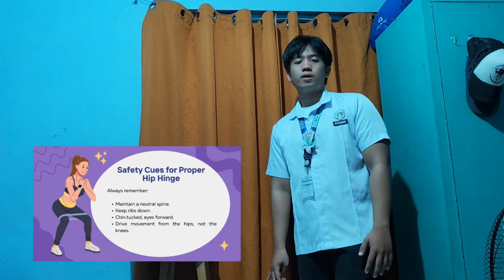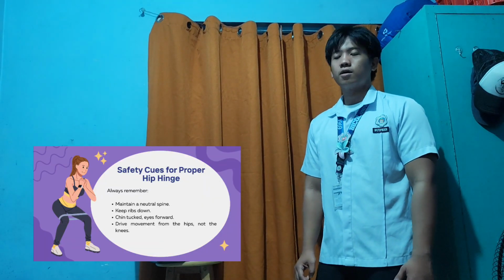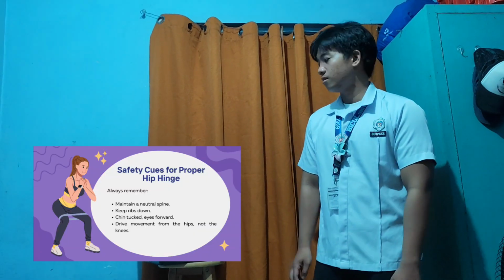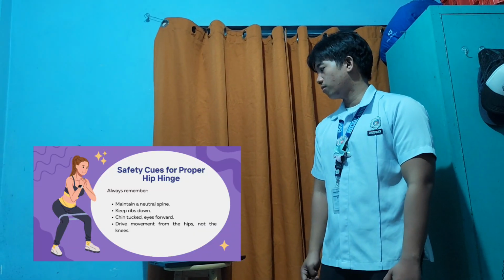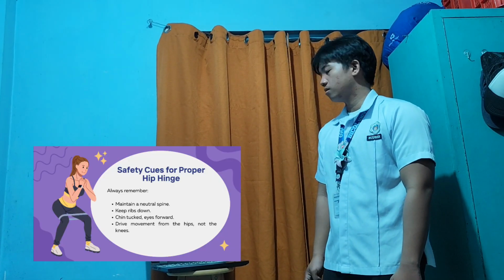Safety cues for proper hip hinge. Always remember, maintain a neutral spine. Keep ribs down. Chin tuck, eyes forward. And lastly, drive movement from the hips, not the knees.